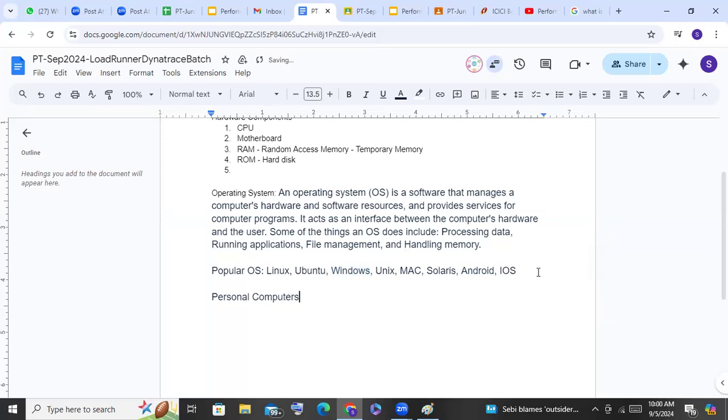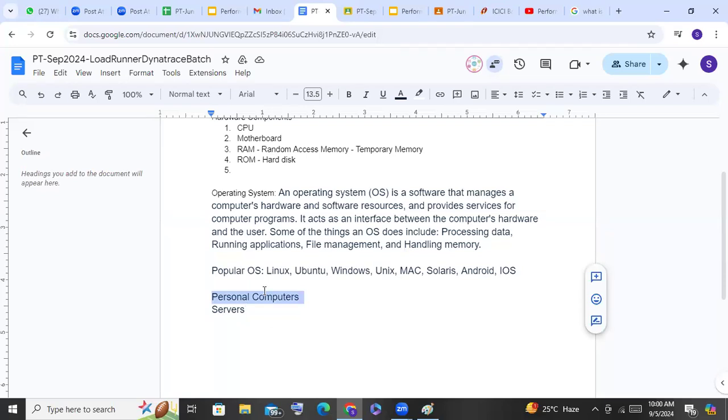Personal computers. All right. Now, what is the difference between personal computers and servers? You have a lot of differences. On personal computers, you actually have very little system capacity.